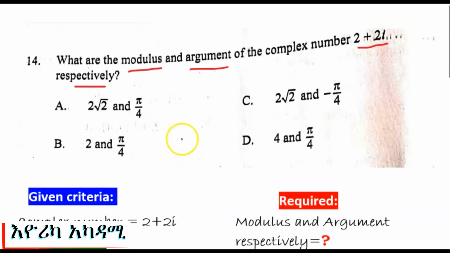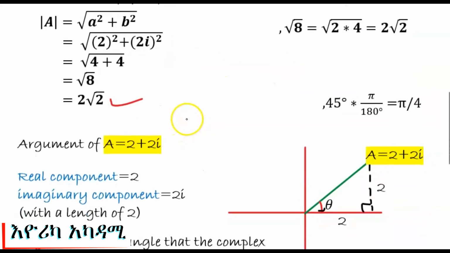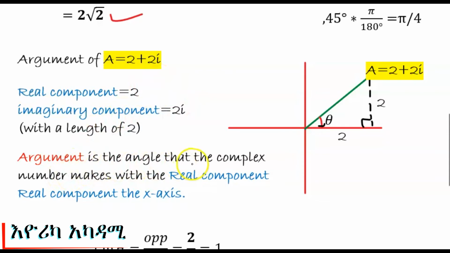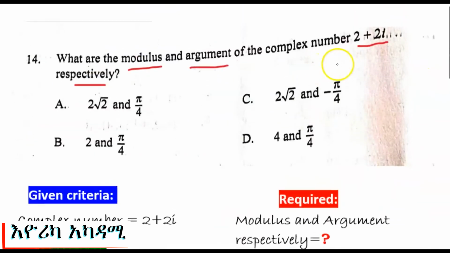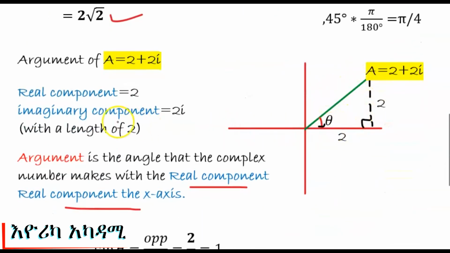2 radical 2, and the next one is the argument, which we need to find. The argument, as we know, is the angle that the complex number makes with the real component on the x axis. Look, what is this green line here? The inclined line is our complex number, which is 2 plus 2i, the value given above. It has a real value of 2 and an imaginary value of 2i, with a length of 2. The angle formed between the x axis, or the real component, and the complex number is called the argument. That is what we want to find here.